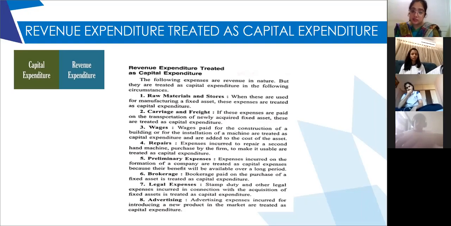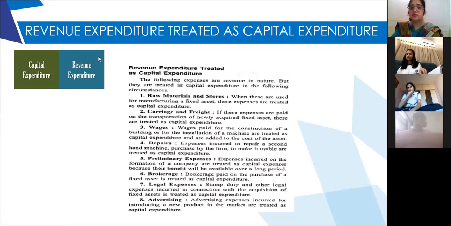Stamp duty and legal expenses incurred in connection with acquisition of a fixed asset are capital in nature. But normally legal expenses we would put under revenue expense. Advertising, we've already told you, is revenue or deferred revenue, but sometimes to introduce a new product in the market, it may be treated as capital. This generally does not come in too much detail, but they may ask you to give 2 examples of those revenue expenses which may be treated as capital. Then you can give these.